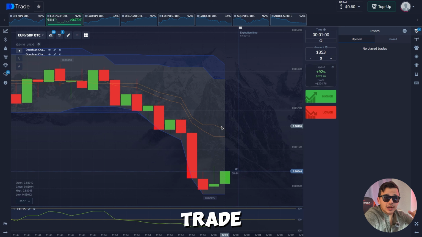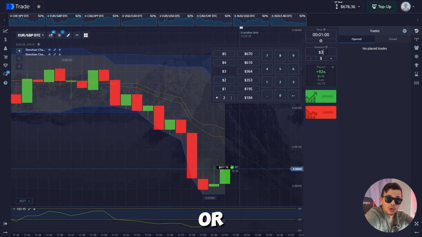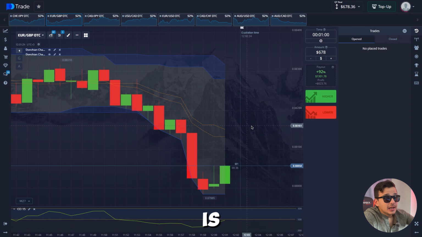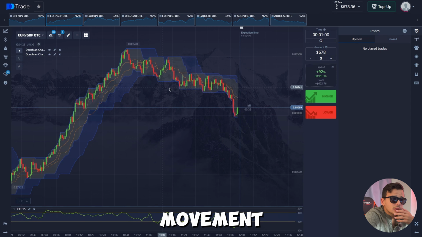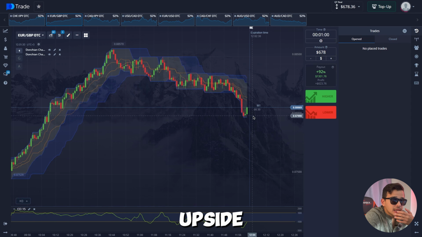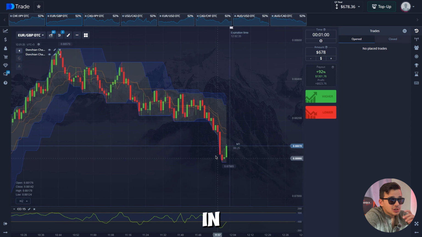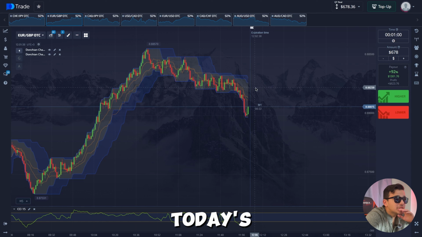And we close the trade again in the plus. The principle of the strategy to open trades on the upside is exactly the same. That is, we see what the situation of the movement is, open a trade on the upside, and you see the result of the price movement. In general, everything is reliable. I'm completely satisfied with today's trade.